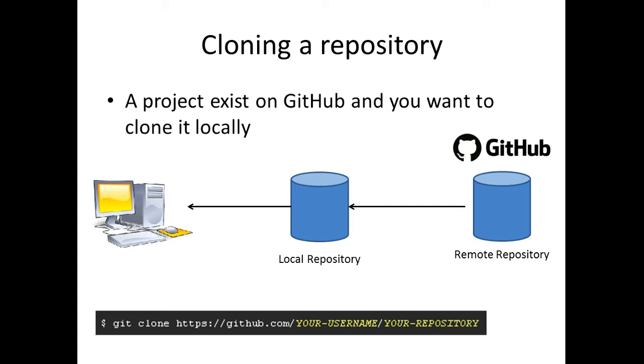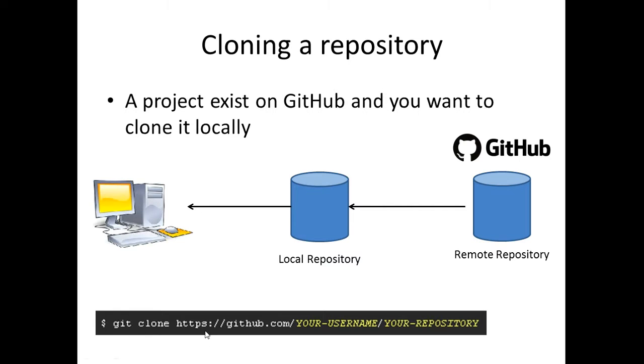All right, so the next thing I want to talk about is cloning a repository. Cloning basically means that a project already exists on GitHub or in a repository on GitHub and you want to clone it locally. Just imagine you're in the workplace and your manager comes over and says, hey, I have this repository that's on GitHub. I need you to clone it and start working on it.